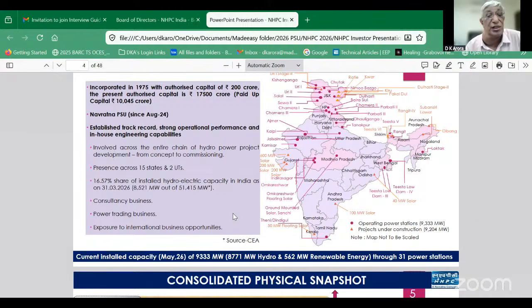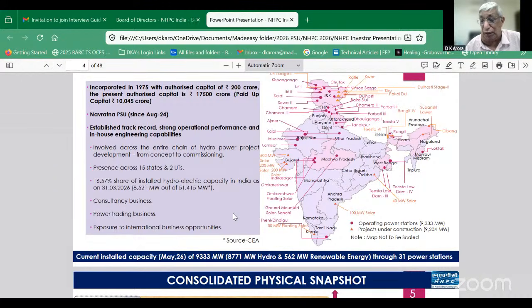It is present in consultancy business, it is into power trading, and it also has international business opportunities, right? This particular map is representing the various locations where the operational power stations, power generating utilities of NHPC are located. The map clearly indicates that wherever there is a triangle, these are the projects under construction. The additional capacity that is going to be getting added is 9,204 megawatts. Now, this particular map is showing operating power stations with a capacity of 9,333 megawatt, which is as on May 26. The data in the slide is as on 31st of March 26.